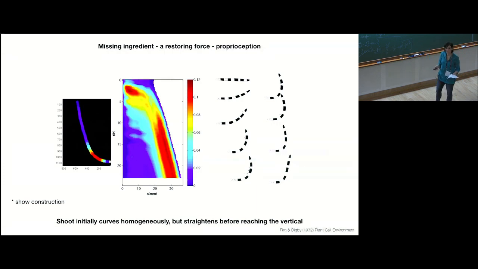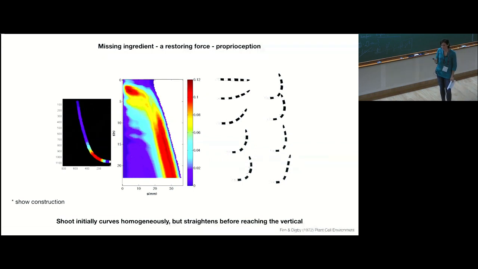So this is something that's missing here, and you can think of this as a restoring force. Straight meaning zero curvature? Curvature, not angle. Yes. So yes, restoring force.